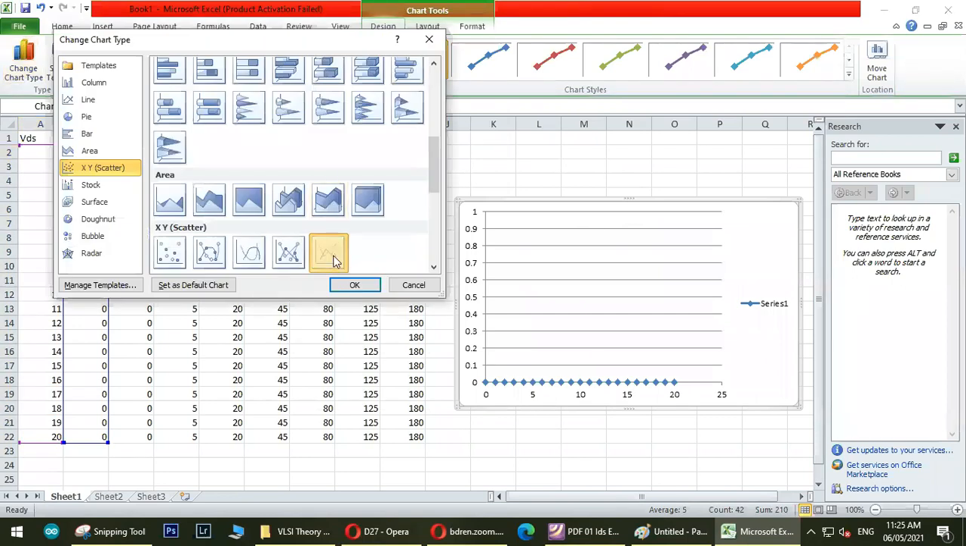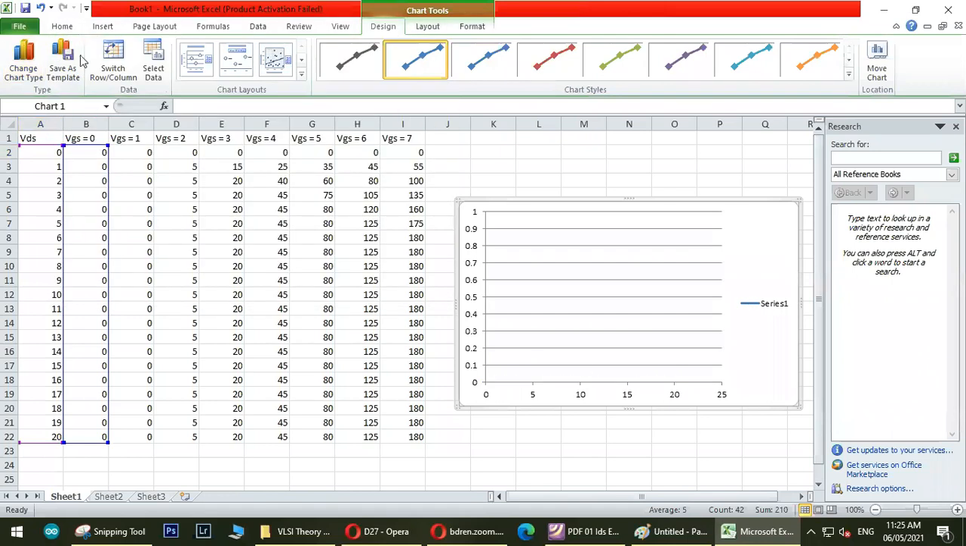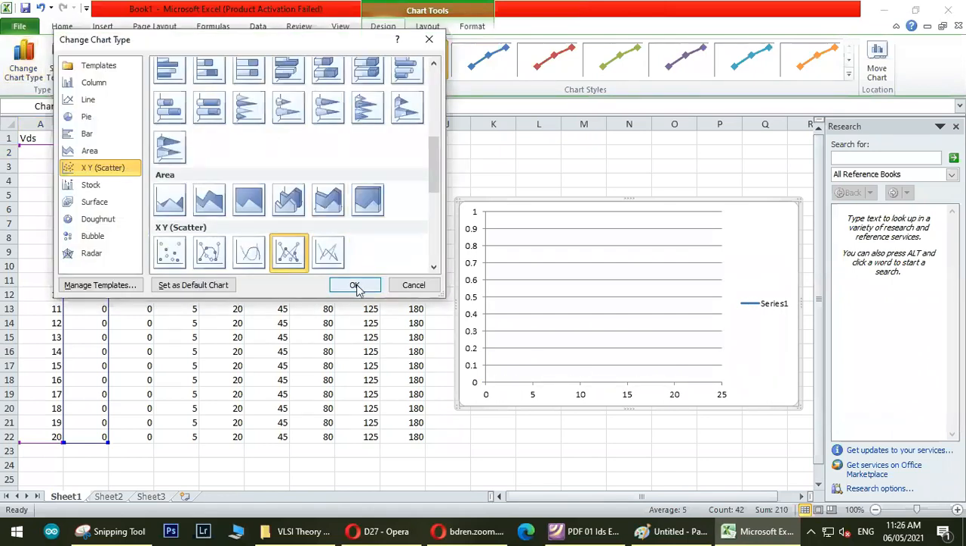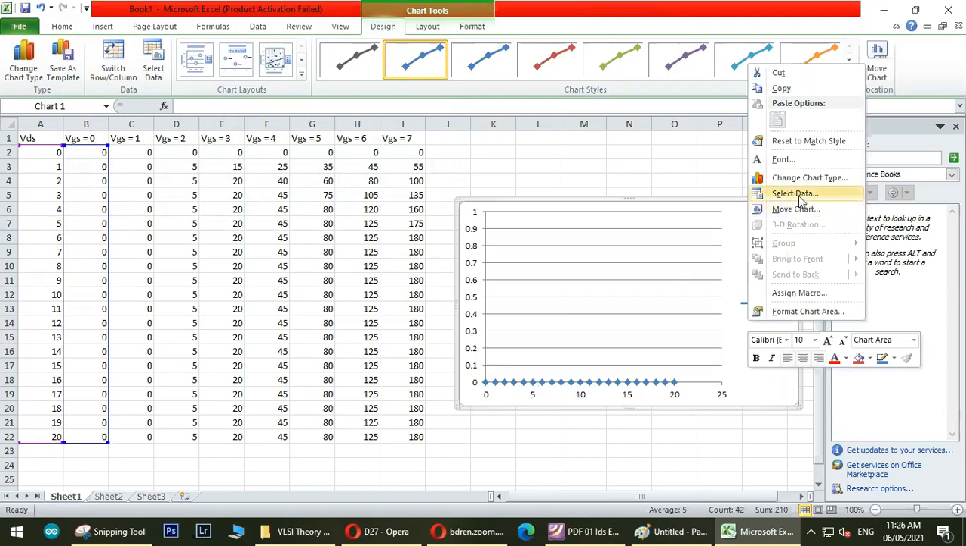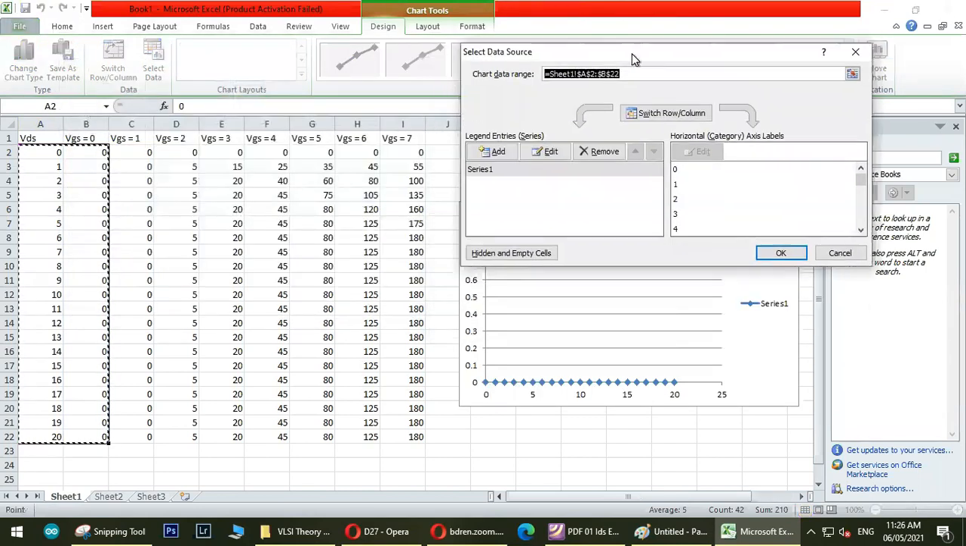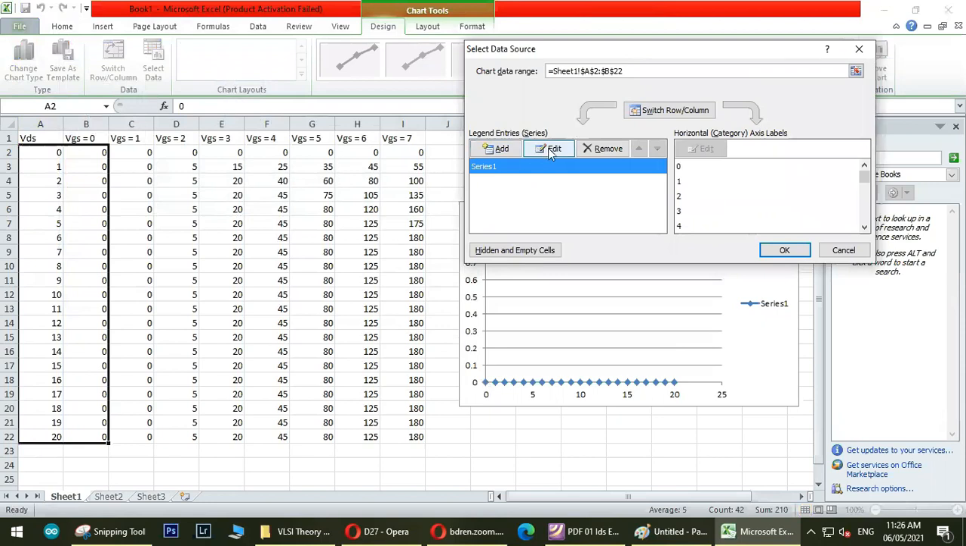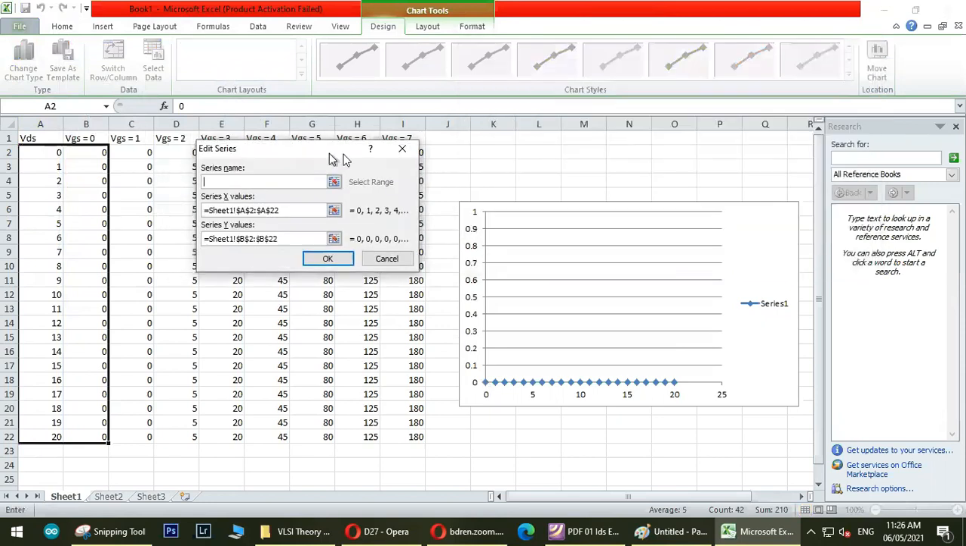Or I can change the chart type. I can make it like this. No. This one. You can see all of the points are at the ground. That means it is cut off, right? Now I want to add select data, right click, select data. I want to add, oh, by the way, this graph, you have to edit the name.